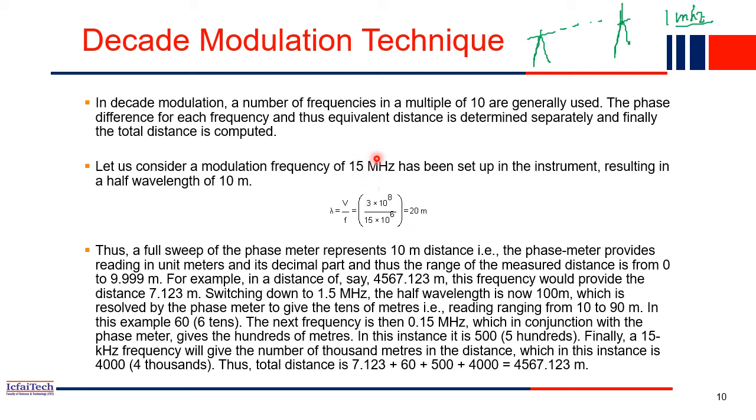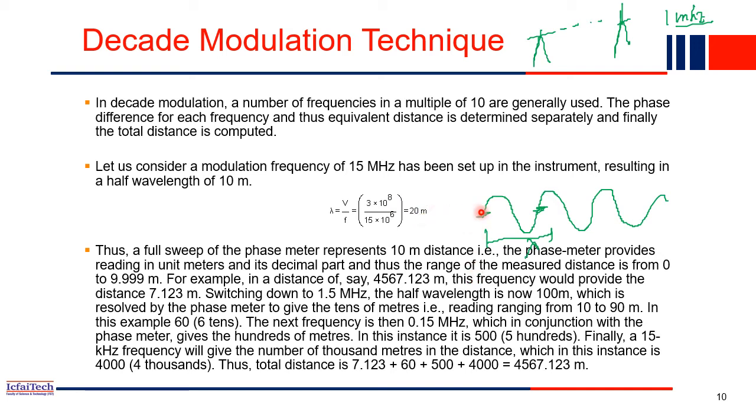So if you are sending a 15 megahertz signal, microwave signal or any signal, the wavelength will be 20 meter. Wavelength means, as the wave is passing, from the starting point to one single wavelength, one complete cycle. We call it lambda, one wavelength. So this lambda for 15 megahertz will be 20 meter.